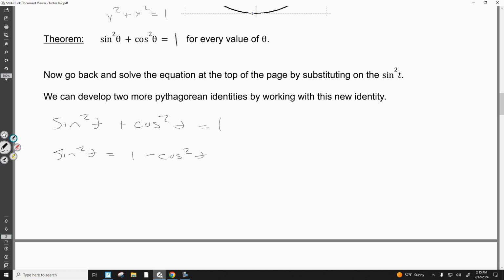You could also solve for cosine squared. How? You subtract sine squared. It's all equivalent forms of the same equation. These are not memorized. These are not known. You start with this, because the Pythagorean theorem is known and understood, and then you know how to manipulate. Now, how can we use this to our advantage?